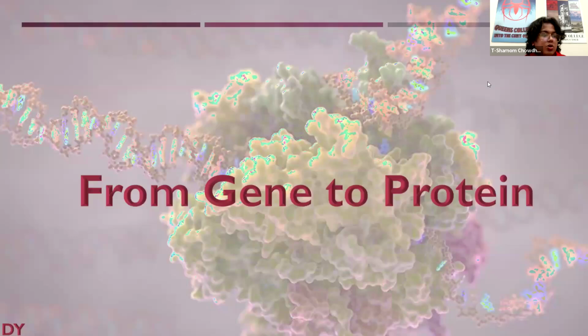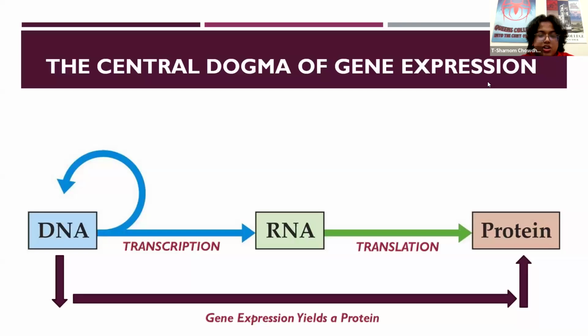All right, and now we're gonna go from gene to protein. So the central dogma of gene expression: DNA turns into RNA, which turns into protein. DNA to RNA is what's known as transcription. RNA to protein is what's known as translation. And expression of the gene obviously yields a protein.